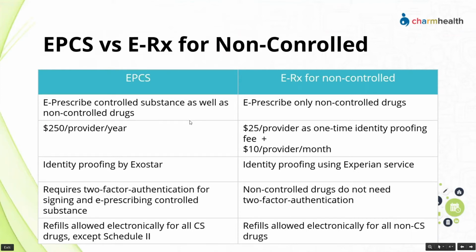The identity proofing for EPCS, rather, is done by ExoStar. The EPCS requires the two-factor authentication that we saw, the Charm password and the 6-digit OTP that is generated by your soft or hard token, whereas the eRx does not require that. And they allow refills electronically for controlled substance drugs, except for Schedule 2. As we saw before, you'll need to re-prescribe those. And then for non-controlled, all of them are able to be electronically processed.